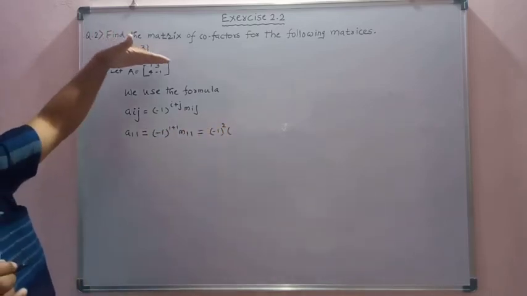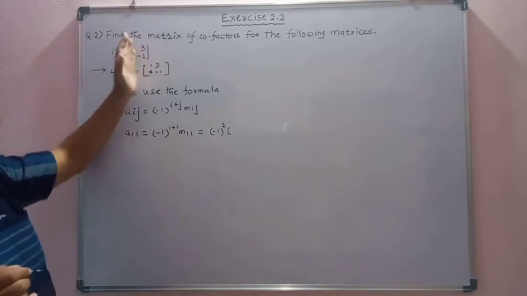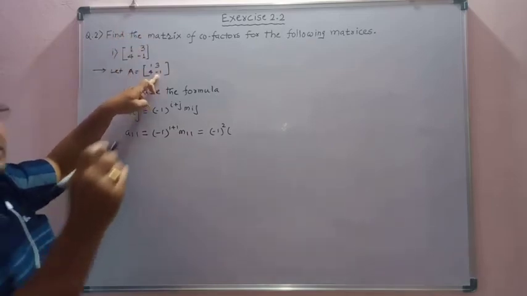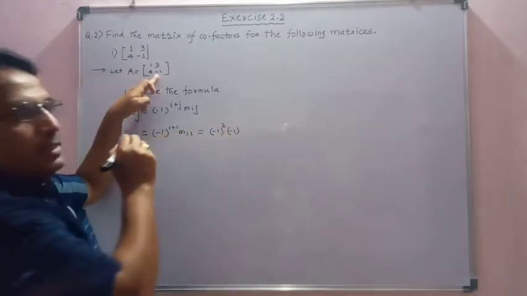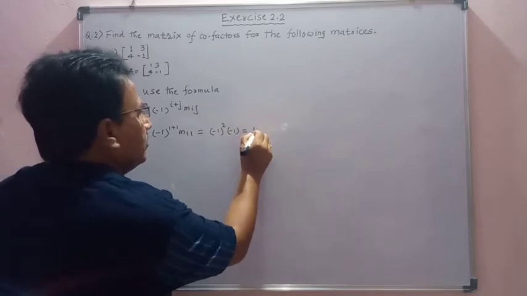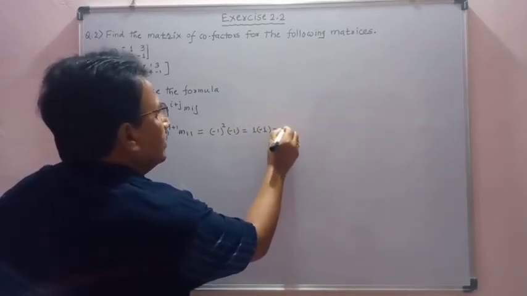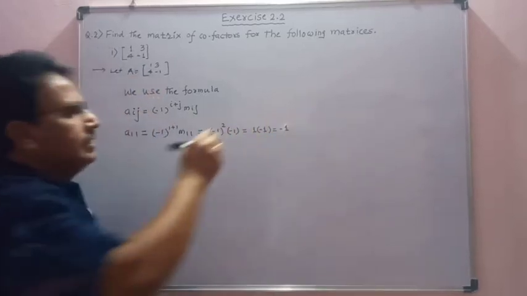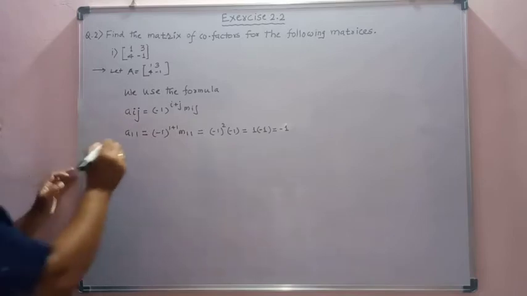What is M11? Leaving off the first row and first column, this minor is minus 1. Minus 1 square into M11, which is minus 1. Minus 1 square is plus 1, into minus 1. The first cofactor is 1 into minus 1, which is minus 1. This is the first cofactor.